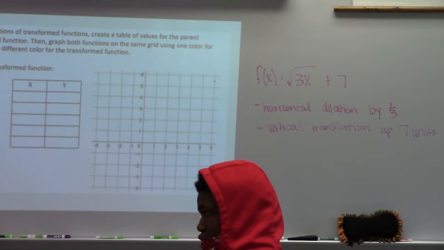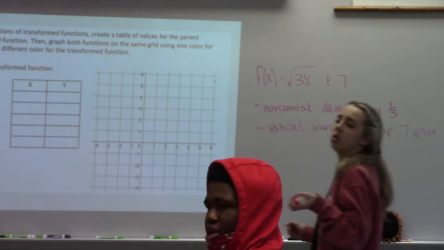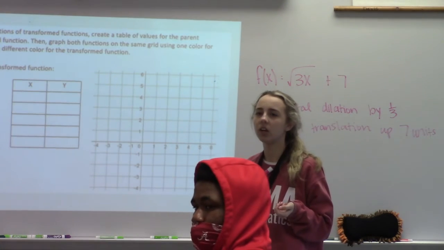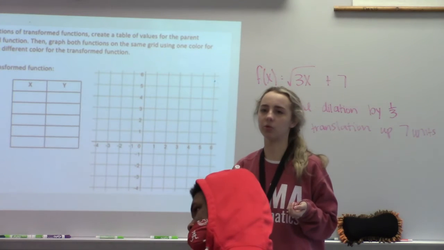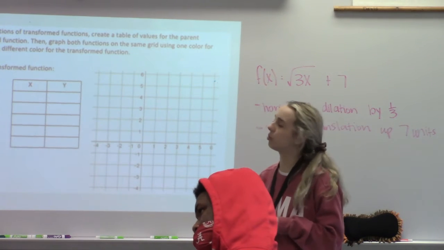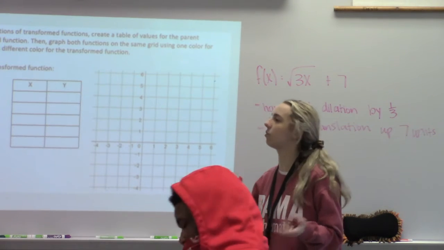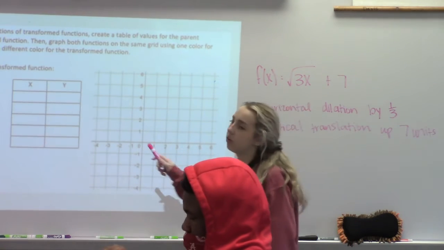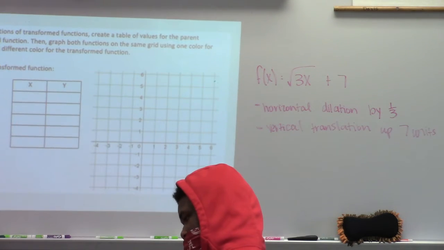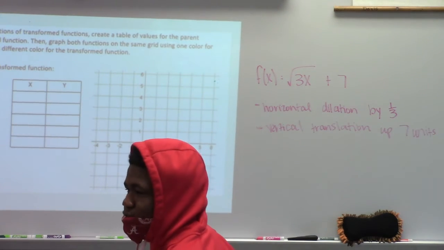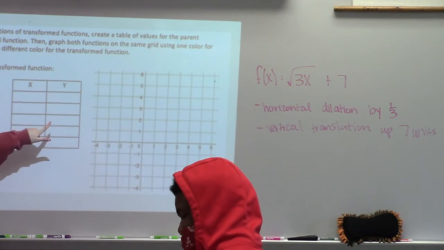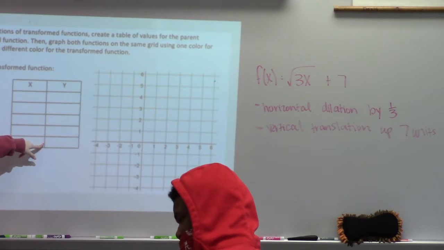Okay, so we're starting on number 2. Okay, guys, so starting on number 2, we're given a few things and we're asked to do some things. You're given the equation of a transform function, so you have to make the table for the parent function and then the table for the transform function.